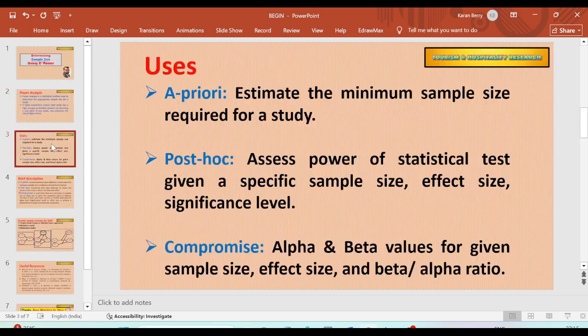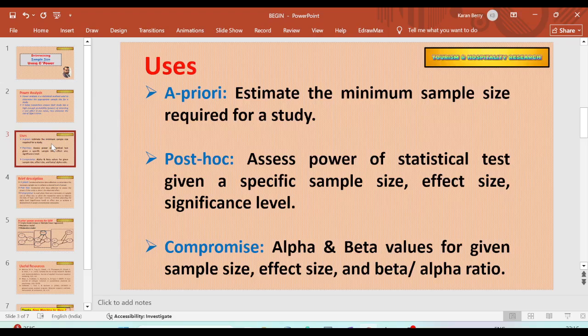There are three major uses of power analysis, which is done using G-Power. A priori means you are estimating the minimum sample size required for your study before actually going out with your survey form to collect the data.